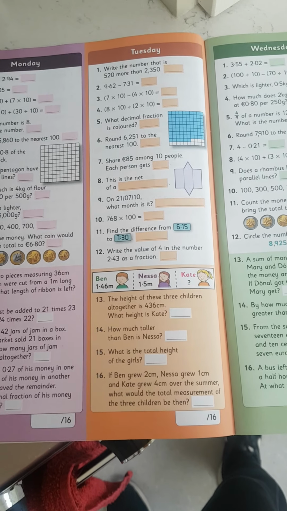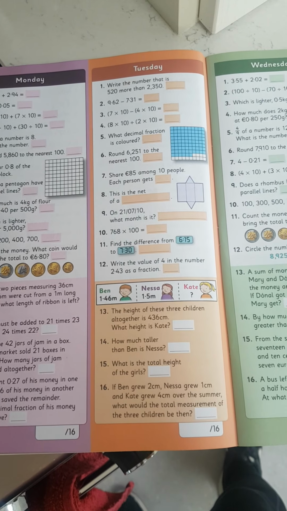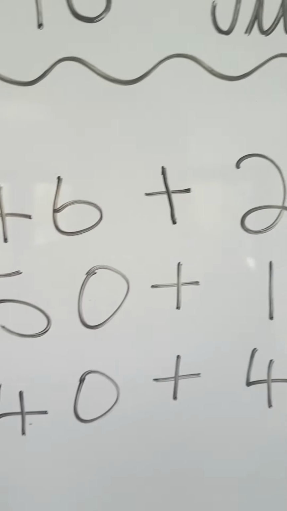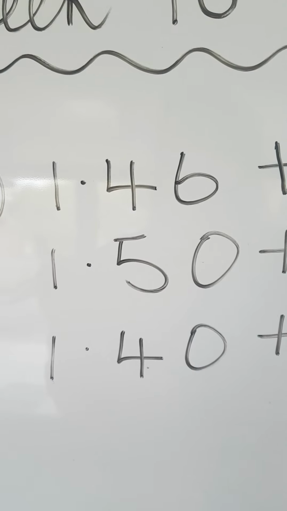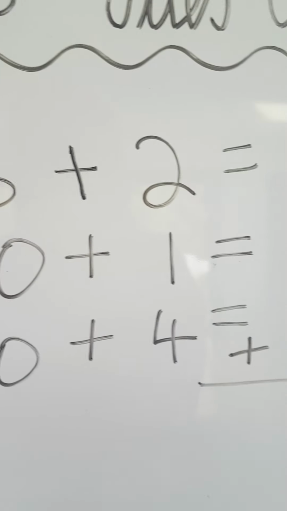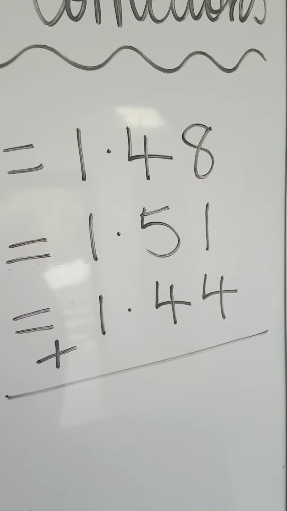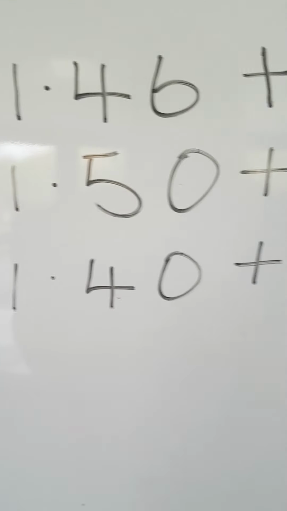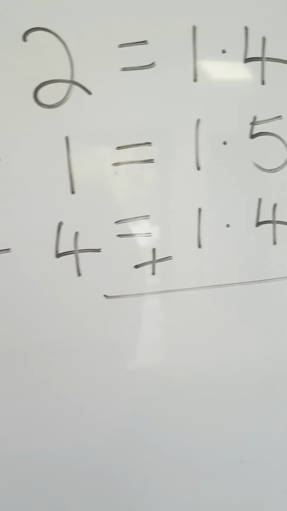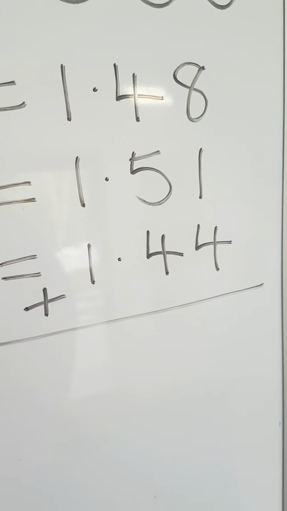Okay, the last one, if Ben grew 2 centimeters, Nessa grew 1 centimeter, and Kate grew 4 centimeters over the summer, what will the total measurement of the children be then? So Ben was 1.46, so if he grew 2 centimeters, we just add on 2, so he'd be 1.48. Nessa was 1.50, so if she grew 1 centimeter, then she'd be 1.51. And Kate was 1.40, so if she grew 4 centimeters, she would be 1.44.